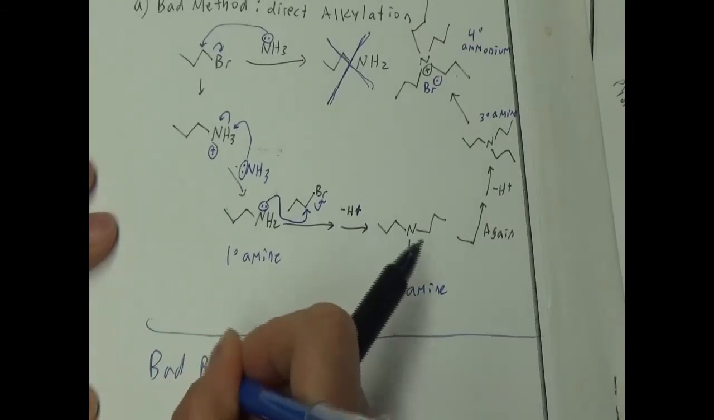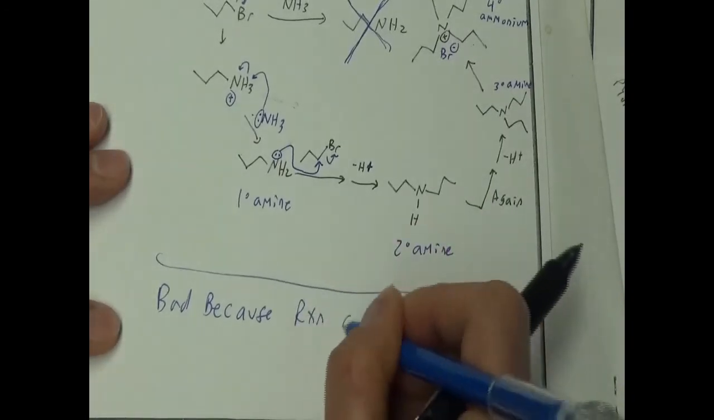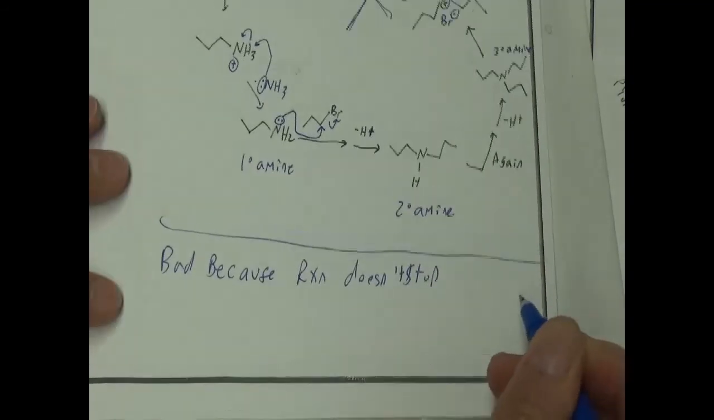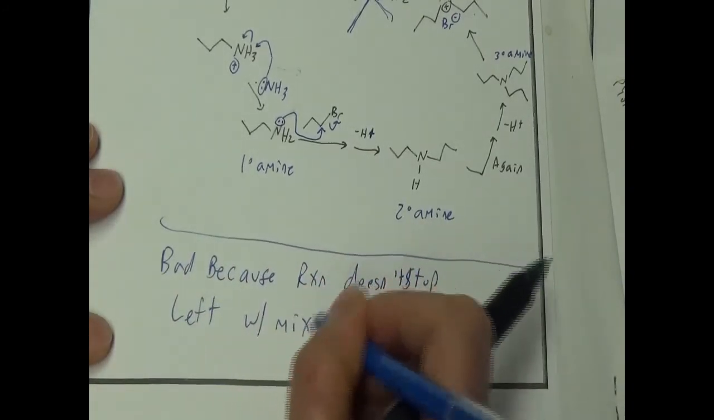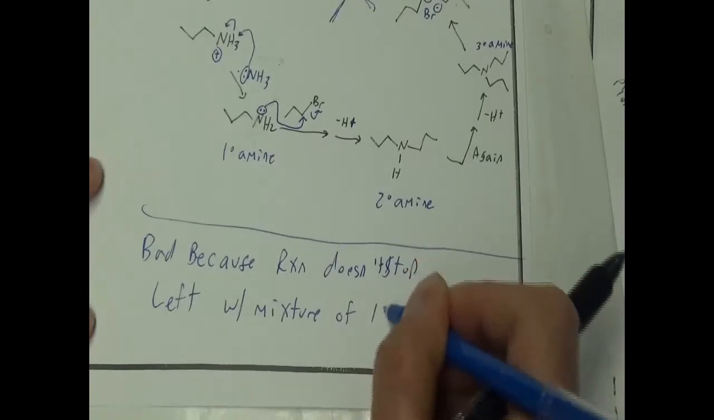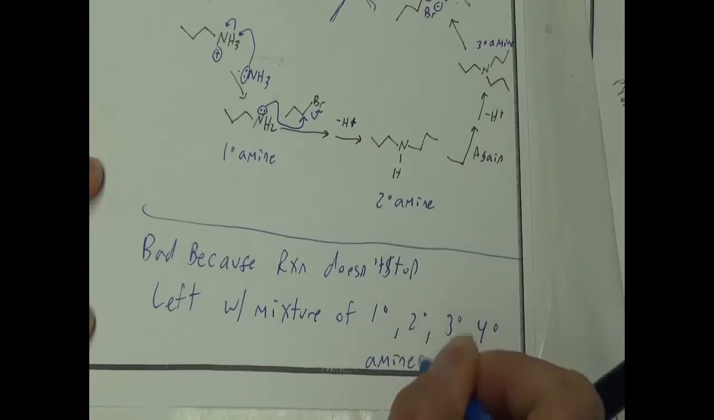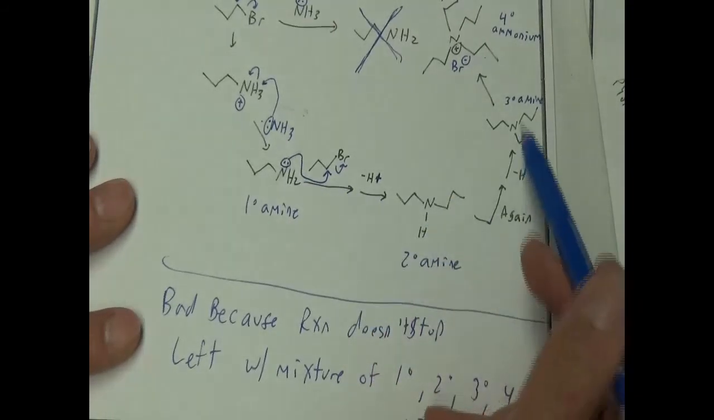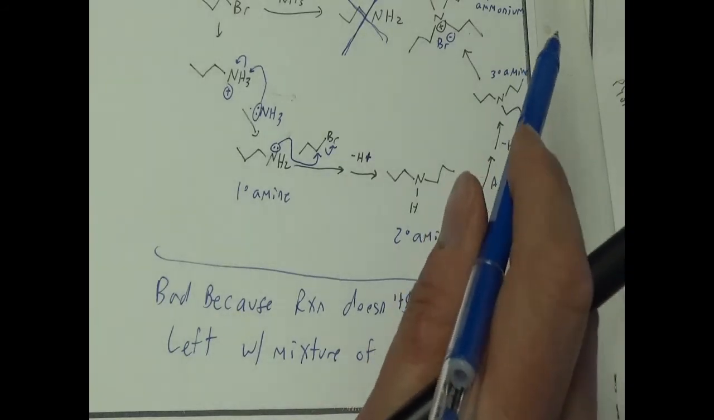So we could say that it's bad because it keeps going and going. The reaction doesn't stop, right? And you get left with a mixture of primary, secondary, tertiary, and quaternary amine. So you have a mixture. I mean, it's not like you only get this. You have some of this, some of that. It's just a big crazy mixture, and that's usually not what we want for chemistry.